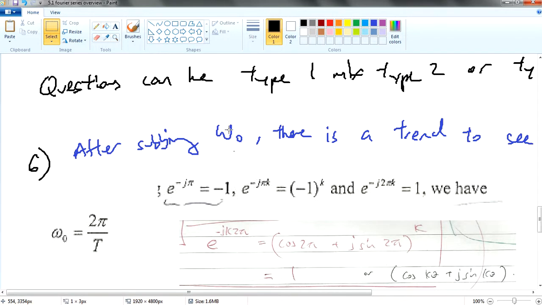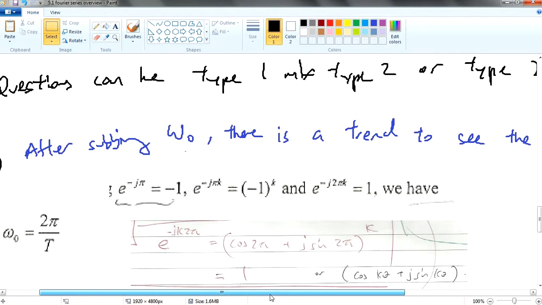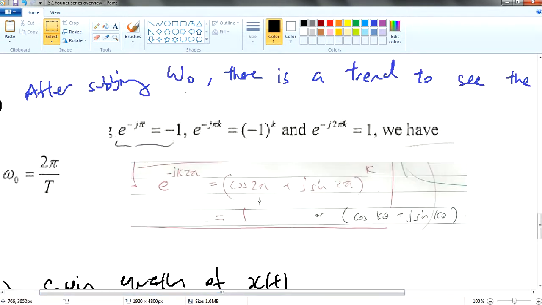Therefore we can straight away solve for omega naught. Omega naught is 2 pi over some period; you just divide and get the value. Typically this is the natural frequency, but if you are given any other frequency, then you use that frequency.